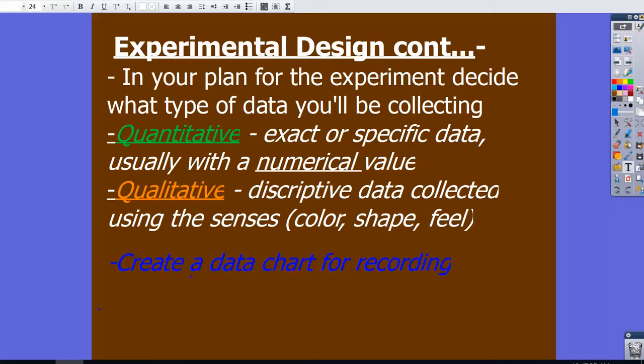For instance, if your IV or your DV is a color or a shape or a type of material or a feel of material, then you can't really always associate a number with that. So then you would have qualitative data.